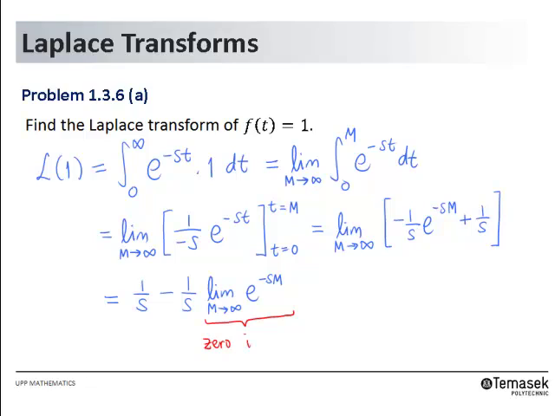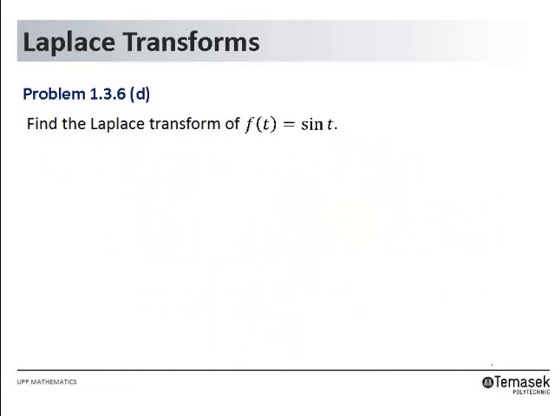Now we learned earlier on that this limit will be 0 if s is positive. Thus, the Laplace of 1 is 1 over s. This is our new function in terms of s, and the domain of this function is for s positive.